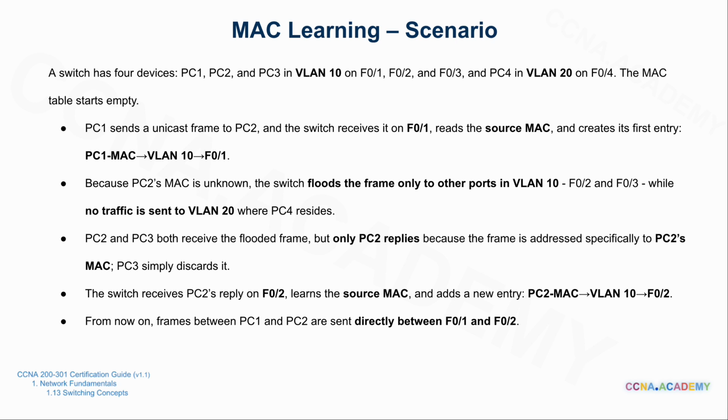Imagine a switch with several devices connected, but an empty MAC table. When PC1 sends traffic to PC2, the switch sees the frame on its incoming port, learns PC1's MAC, and records it. Because it doesn't yet know where PC2 is, it floods the frame to the other ports in the same segment. PC2 receives it and replies, and that reply allows the switch to learn PC2's MAC as well. From that moment on, traffic between PC1 and PC2 is sent directly between their ports with no more flooding.